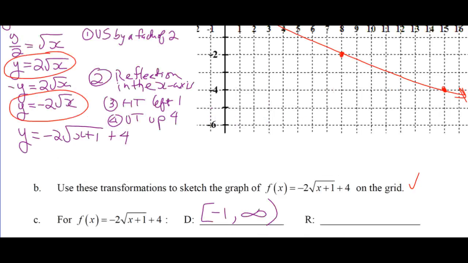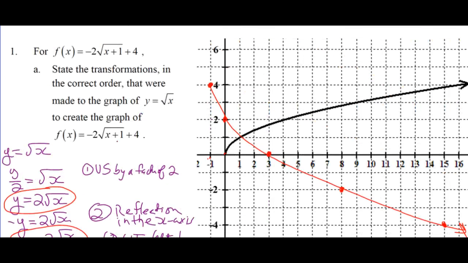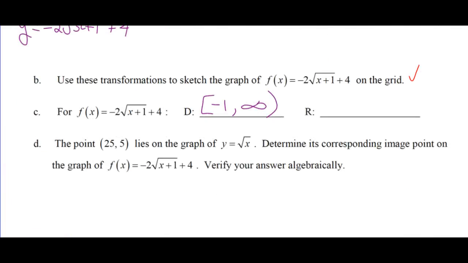And what's the range? Negative infinity to 4. Yeah, so the low value is negative infinity and the high value is 4. So negative infinity to 4. And it includes the 4, right? We got to go low to high, so we have to go negative infinity.